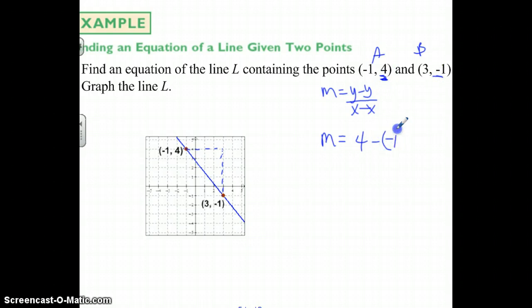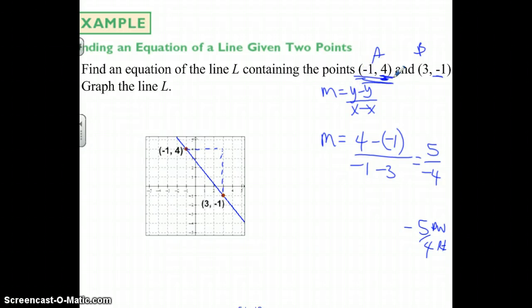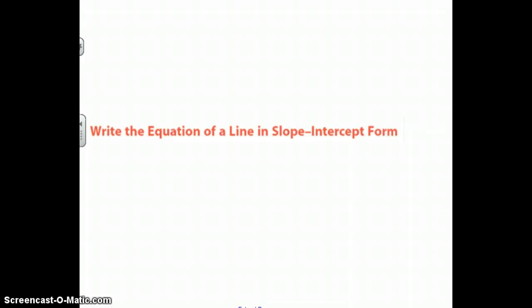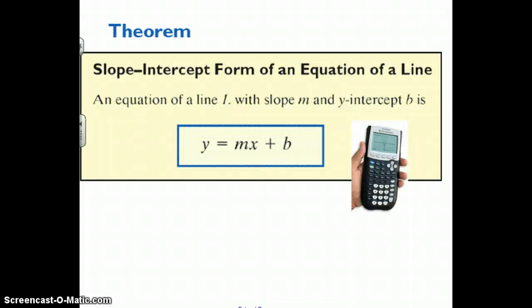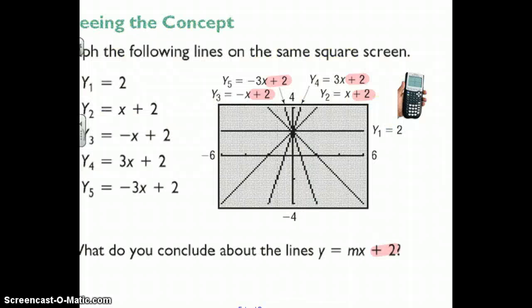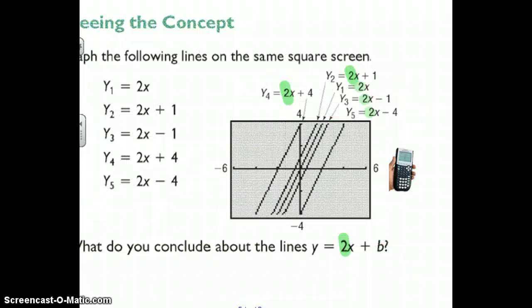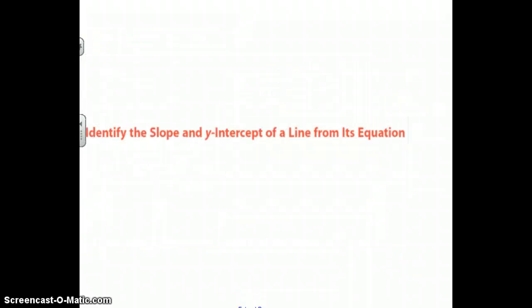4 minus -1 over -1 minus 3 gives me 5 over -4, which I would write as -5/4, which means go down and always run to the right. So I've got a point. You can use either point you want. Start at -1, 4, and then go down 5 and run 4 and graph that line. So to write some equations, I would use that y equals mx plus b. This is what I've been teaching you. Play around with your calculator on these graphs as well.